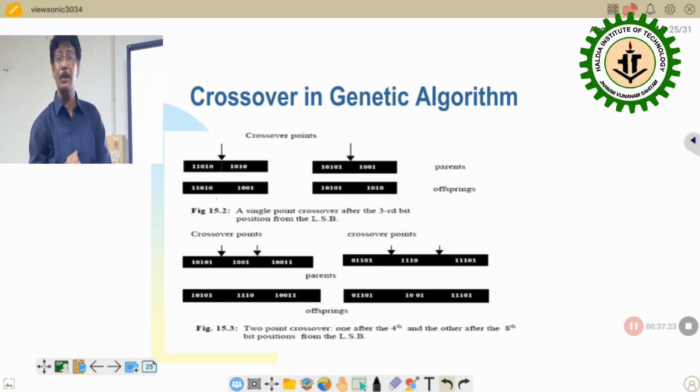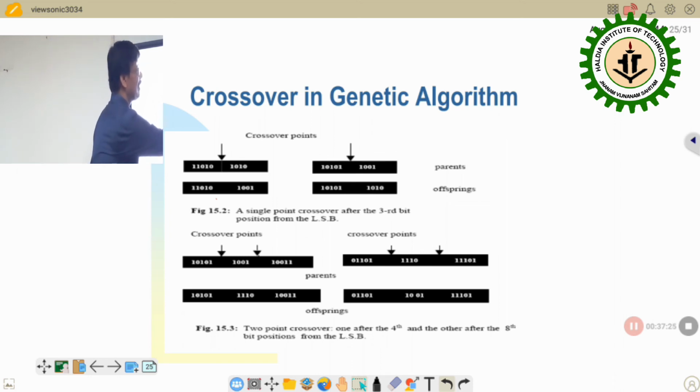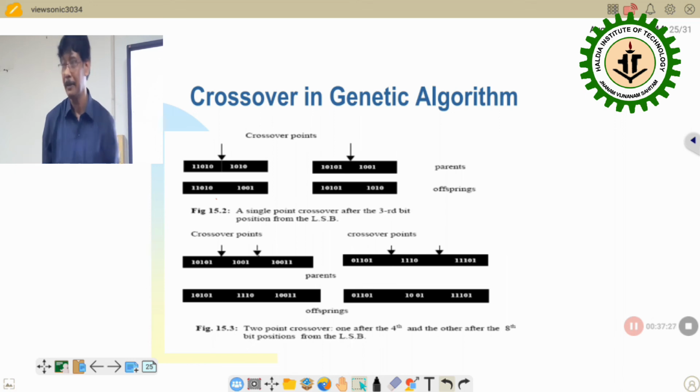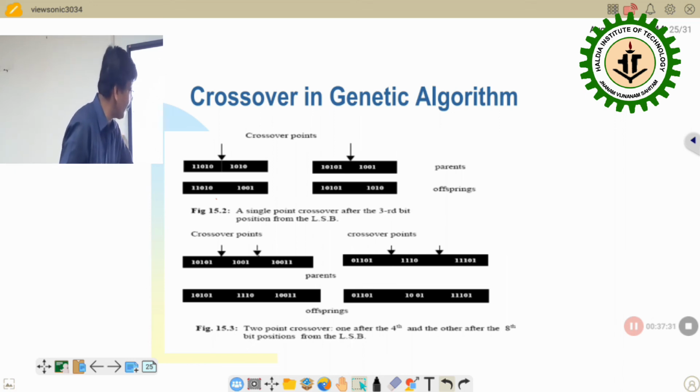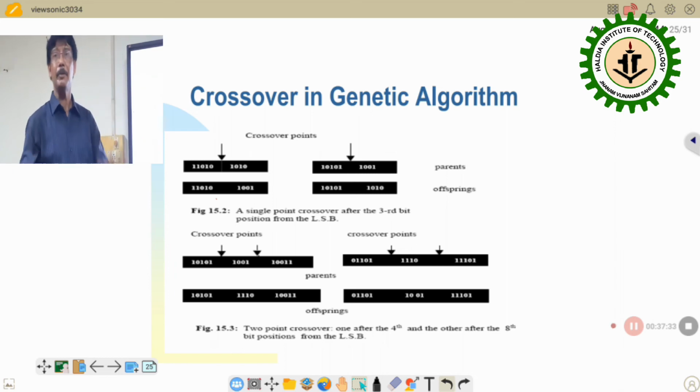Why is it called a single point crossover? Because the partition is done at a single point, after the third bit. That is why it is called a single point crossover. And then you go for the 2-point crossover. Sometimes you go for the 2-point crossover for better convergence of the solutions.